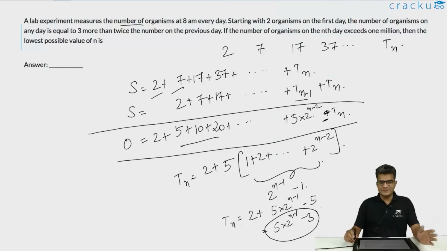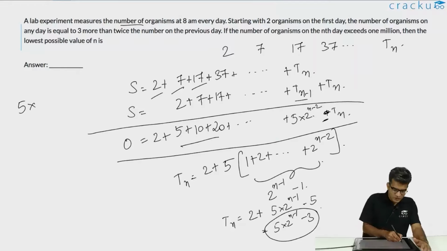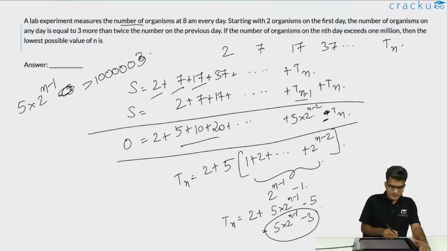Now for what value of n will this cross 1 million? So we want 5 into 2 to the power n minus 1, minus 3 to be greater than 1 million for the first time. This is 1000, 10,000, 1 lakh, 1 million. You can put this on the other side. So basically we want 2 to the power n minus 1 to cross 2 lakhs for the first time.